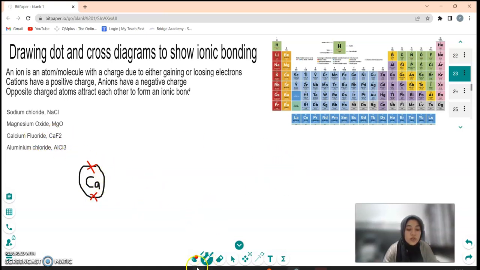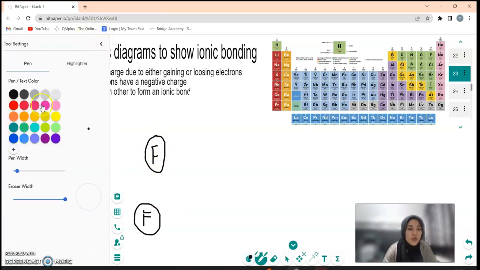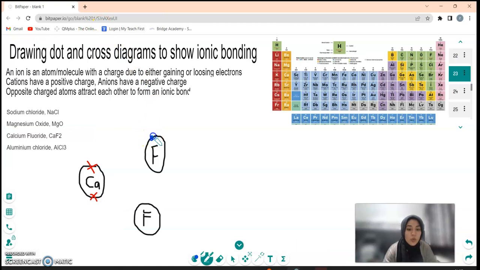However, because we're dealing with 2 fluorine atoms, we need to draw 2 fluorine atoms separately. So we have 1 fluorine atom here, we have another fluorine atom here. So your circles should be proper circles, not these oval shapes, okay? So we're going to now draw fluorine's electrons in. So we draw 1, 2, 3, 4, 5, 6, and 7. It's 7 because fluorine is in group 7, so there are 7 electrons on its outer shell. 1, 2, 3, 4, 5, 6, and 7.